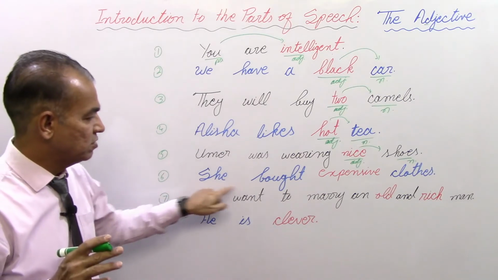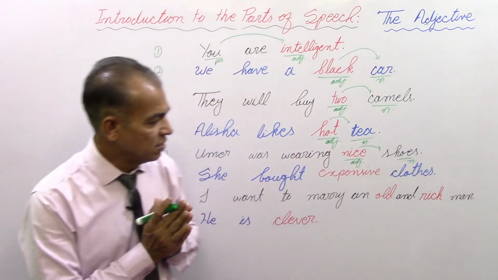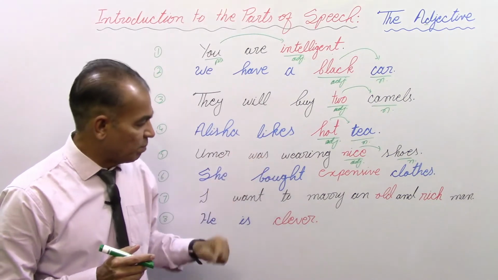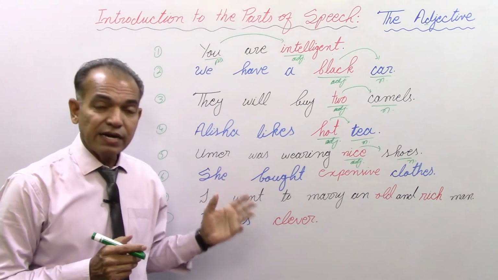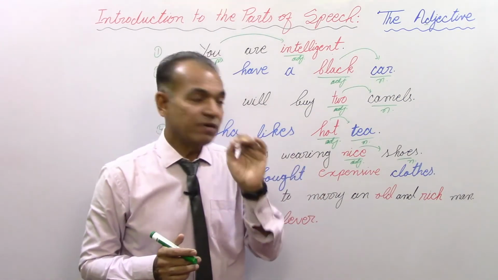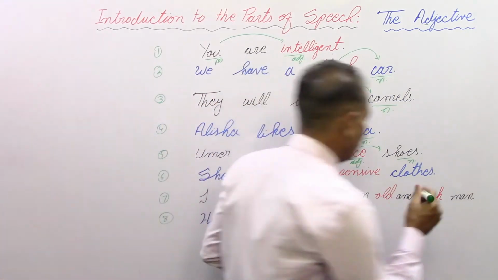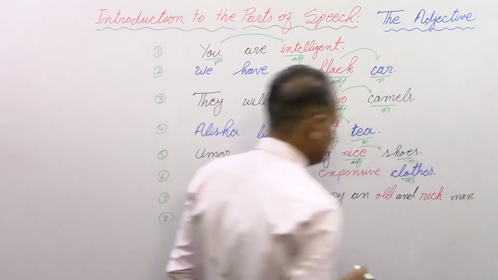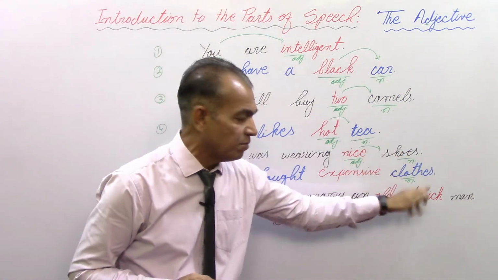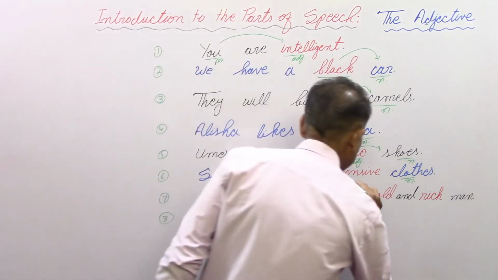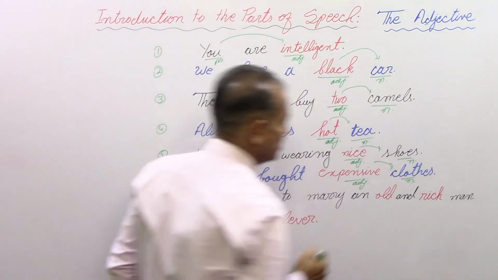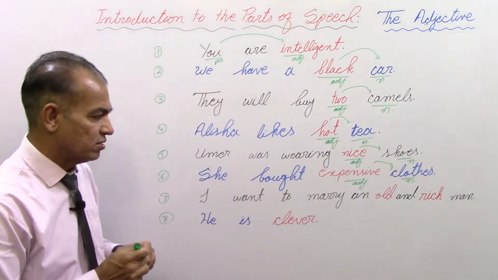Sixth example, she bought clothes. Other girls were also buying clothes. But now the clothes which were bought by her were different from others. What type of clothes they were? They were expensive clothes. Clothes is a noun, it's very easy. So by using expensive, you have provided some extra information about clothes. So this word expensive has become an adjective. Why? Because it's providing extra information about clothes.